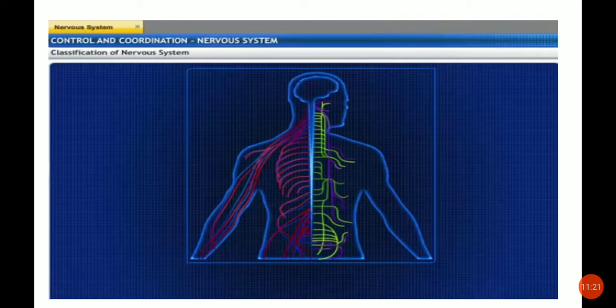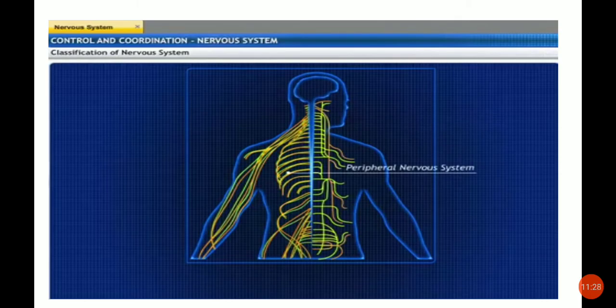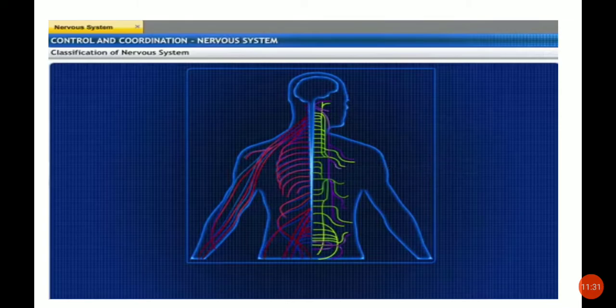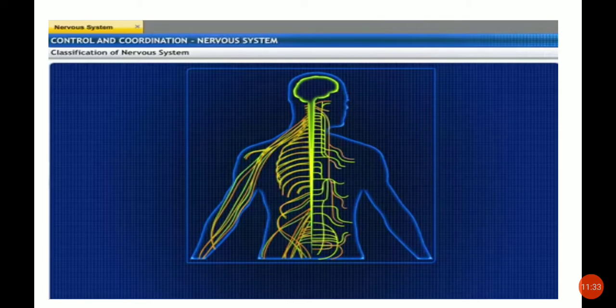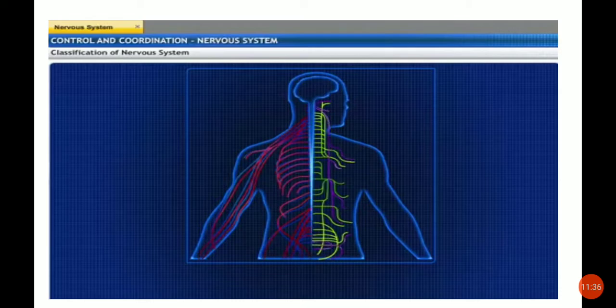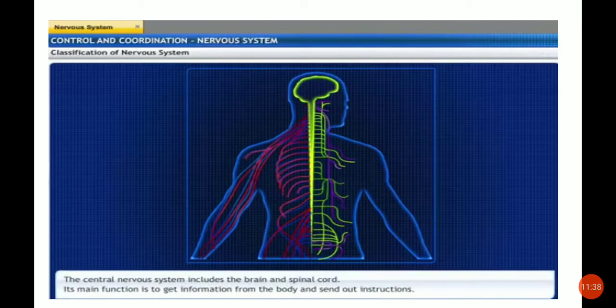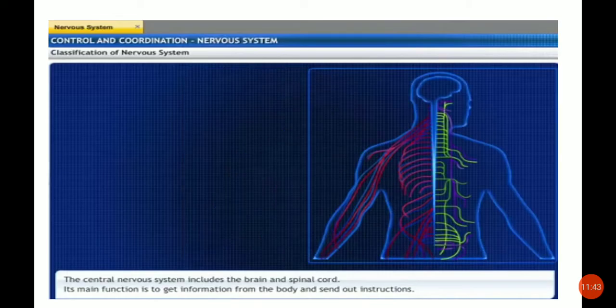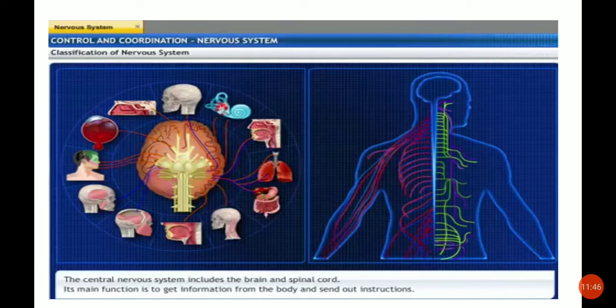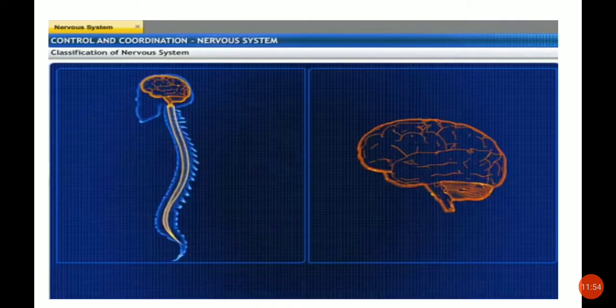The nervous system is divided into two systems: the central nervous system and the peripheral nervous system. Both these systems are connected and function together. The central nervous system includes the brain and the spinal cord. Its main function is to get information from the body and send out instructions. Let's discuss the brain in detail.